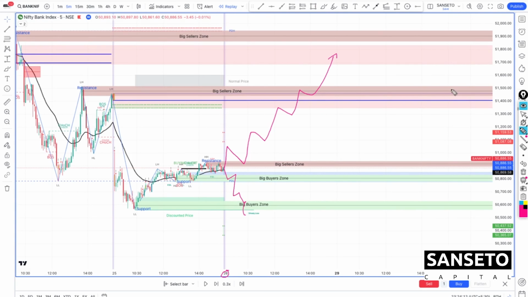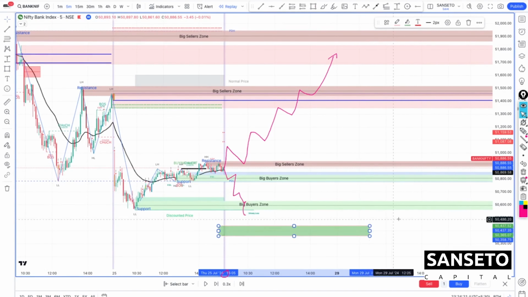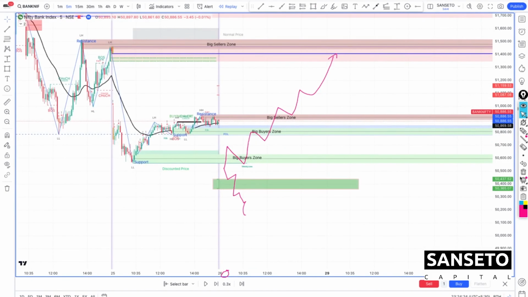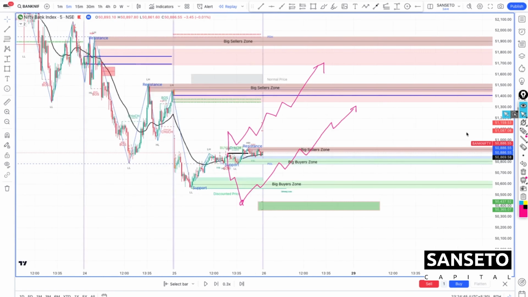Let me mark these zones so that you'll clearly understand. So this is a support zone. I'll mark it as green. So this is a support zone. So there are only two possibilities. If the market is going up, it will open somewhere here and start moving like this. If the market is coming down, it can come till here and move towards like this. There is only possibility of going upside in the market.